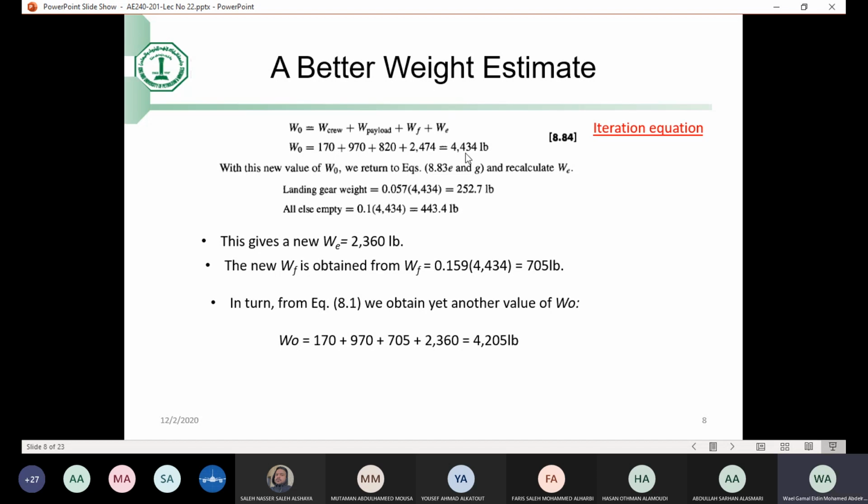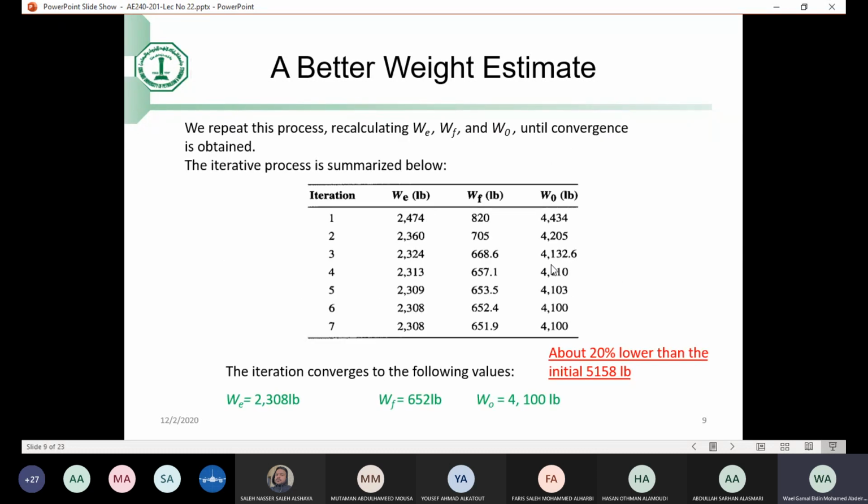New reduced empty weight will bring the landing gear and everything else down. It will bring the fuel weight down, and these three components will bring the total weight even down. So it's a sort of an iteration. We are iterating in this equation, continuously changing these two values. Let's look at the numbers.